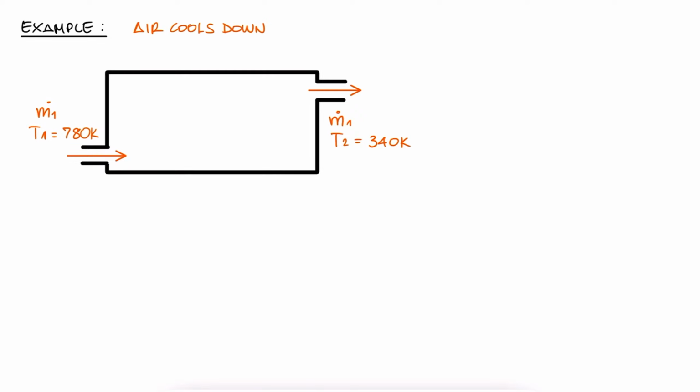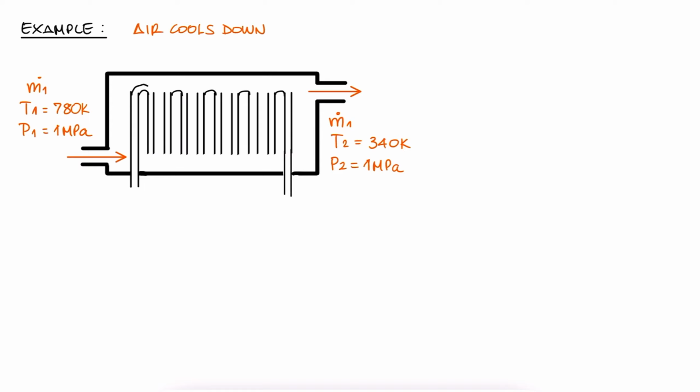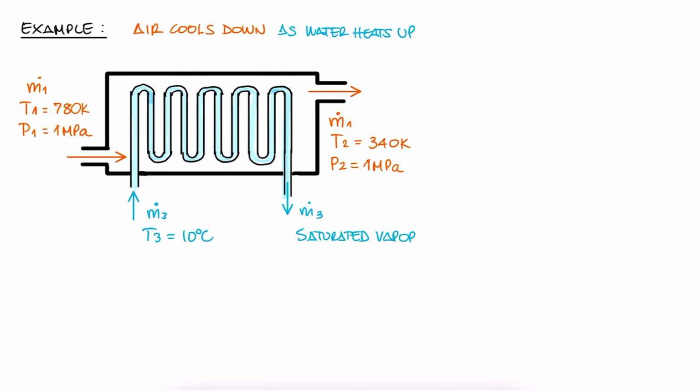Air is flowing through a heat exchanger so that it cools down from 780 Kelvin to 340 Kelvin, while the pressure remains the same at 1 megapascal. The heat exchanger uses water as the coolant, which enters at 10 degrees Celsius and leaves as a saturated vapor at 100 kilopascals. What is the ratio of the flow rates m.water over m.air?